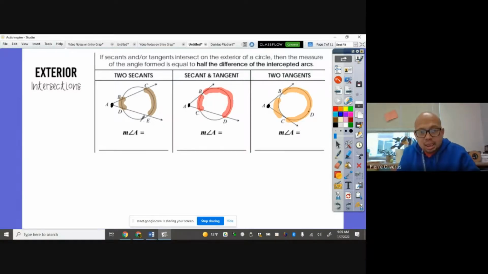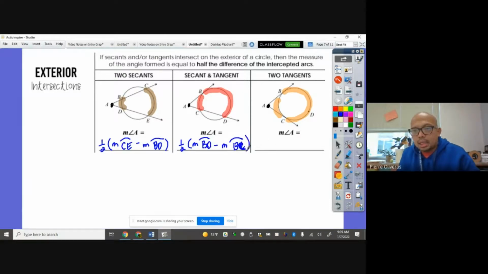So in this case here, it will be half of the measurement of arc CE minus the measurement of arc BD. For this figure, half of the measurement of arc BD minus the measurement of arc BC.